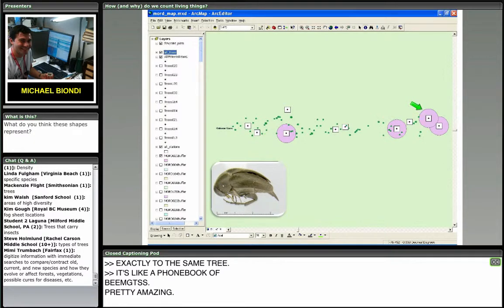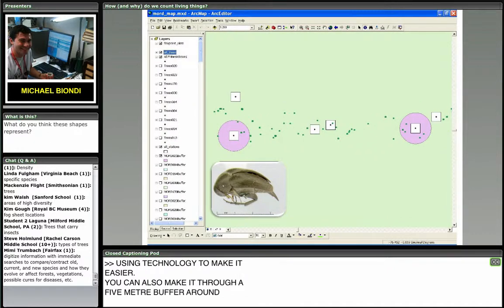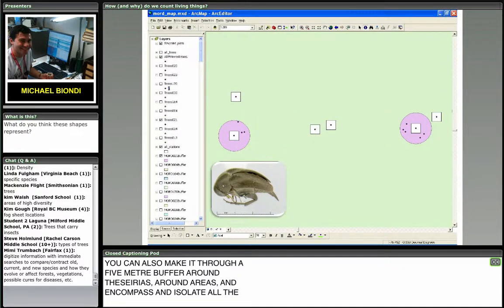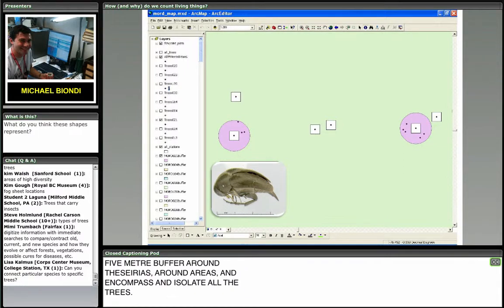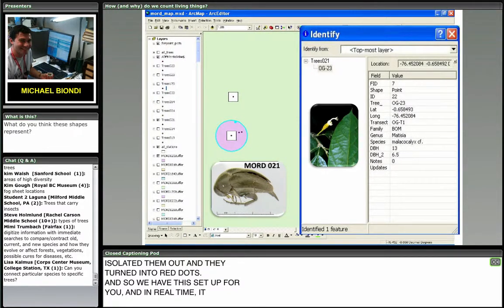That's what these pink circles are. The green dots residing in the pink circles will be the trees that are the probability of maybe where this beetle came from. And you can see here we've isolated them out and they've turned into red dots. We've already had this set up for you, but in real time, it would be almost just as fast, and in a matter of minutes we can start to see patterns of possible trees that the beetle might live on, either feed on, or possibly lay its eggs on.